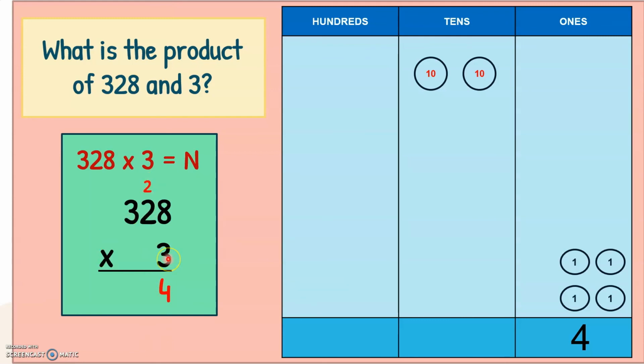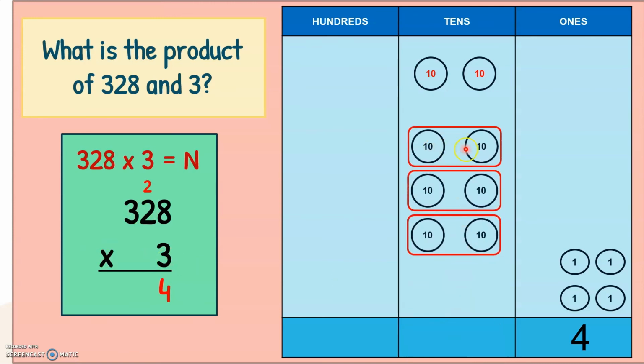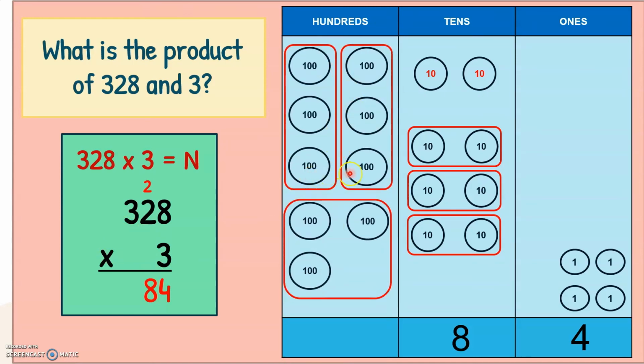2 times 3 means 3 groups of 2 tens plus 2. So, let's count. 1, 2, 3, 4, 5, 6 plus 2, 7, 8. The answer is 8 tens. And our last place value, 3 times 3 means 3 groups of hundreds. So 1, 2, 3, 4, 5, 6, 7, 8, 9. So we have 9 hundreds. Therefore, our final answer is 984.